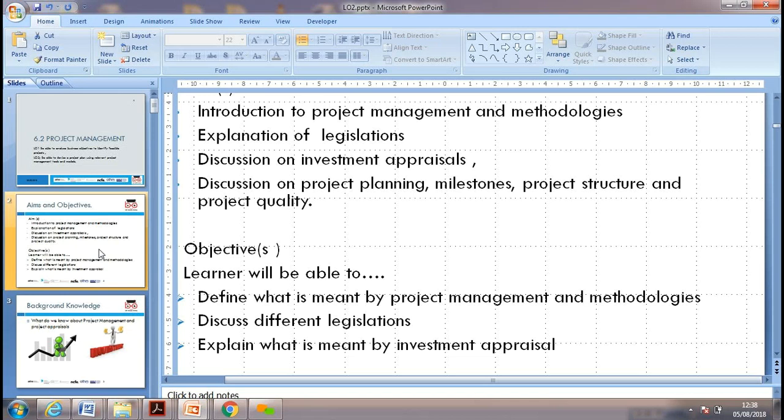Discussion will be on project planning, milestones, project structure, team structure, and management hierarchy, chain of command, and we will go through project quality. How we will make sure that we stay within a quality standard and will exceed, or at least meet, the basic benchmark.